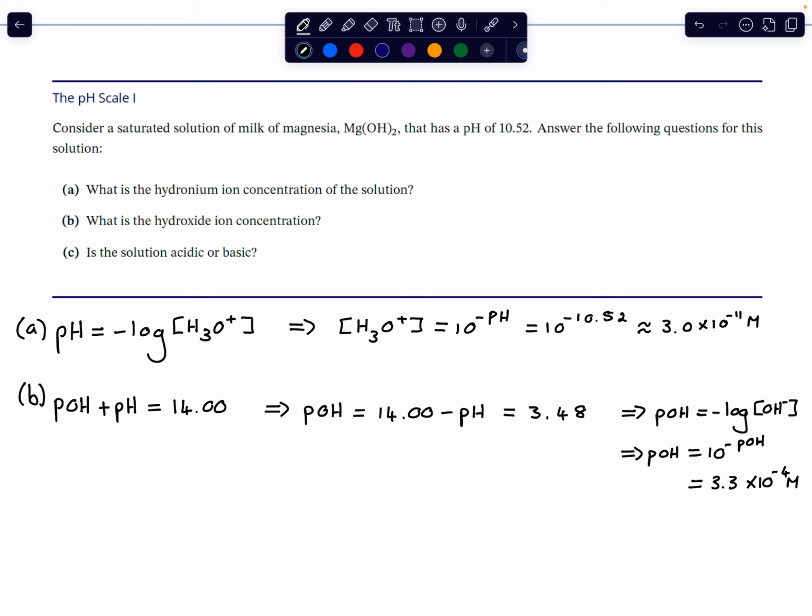Makes sense? This is a base, so we expect a high OH concentration. This is not pOH, this is the concentration of OH minus, apologies. That's what we're calculating there, if you solve for the concentration of OH minus.